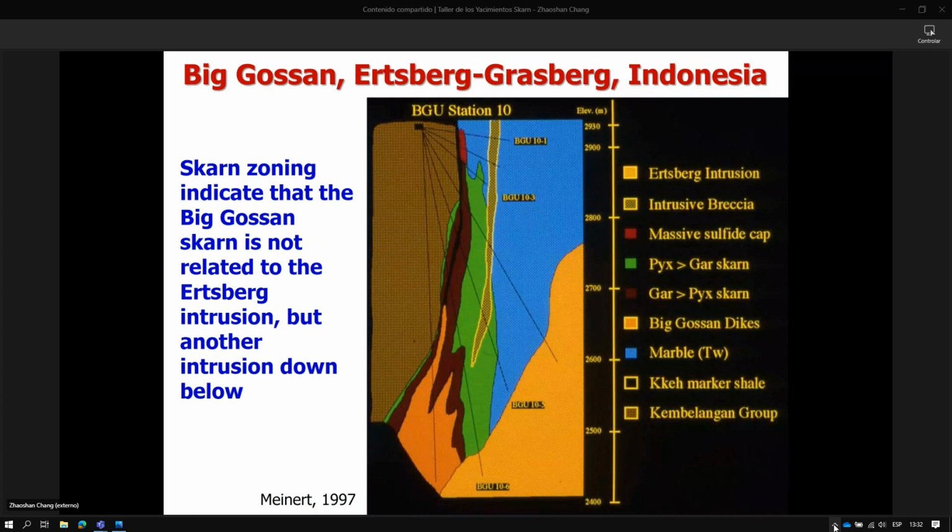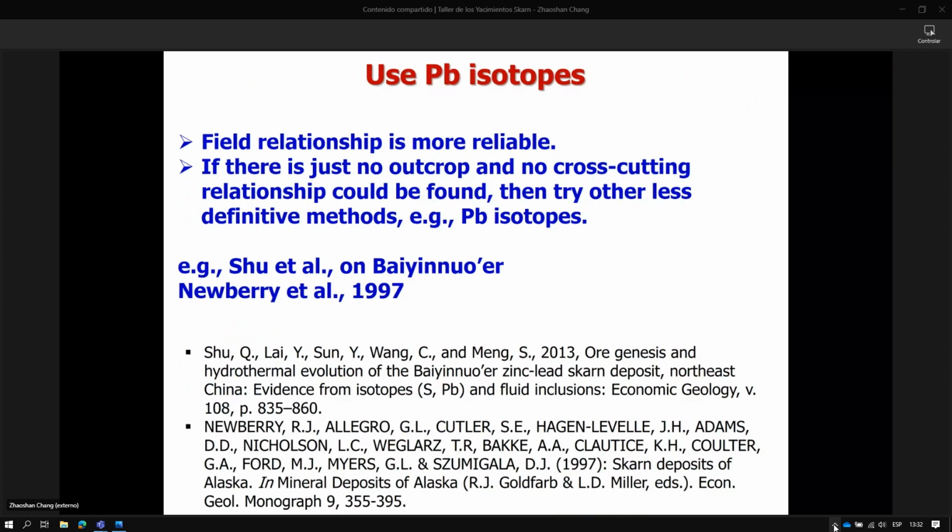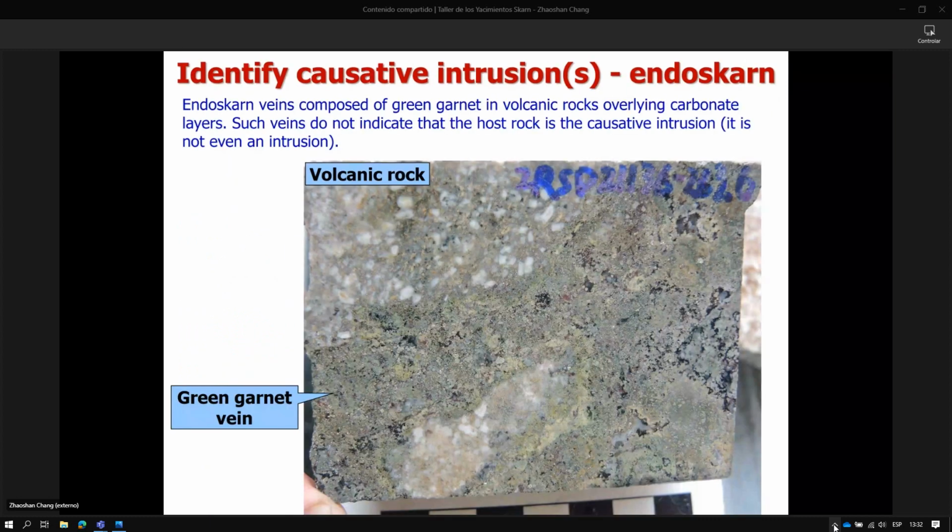Okay, LiDAR scopes, there's literature about how they are used. And again, if you can use field evidence, that's the most reliable. Sometimes we talk about the skarns. Sometimes we have this, and this one is in Serbia, where you see the skarn is actually green garnet. Could this one be colored by the intrusion? There's no way for this to be colored by the intrusion, because this is volcanic rock.